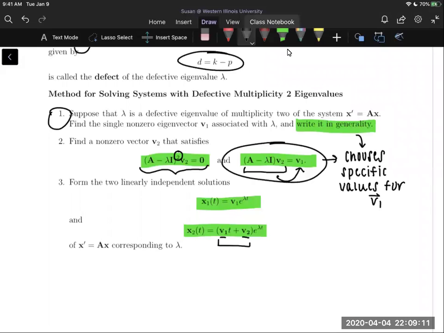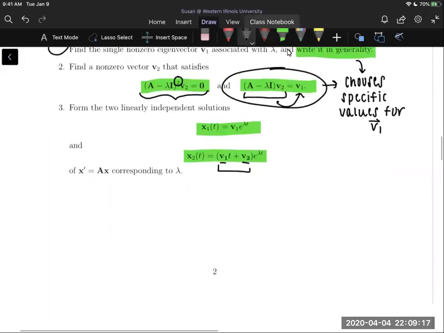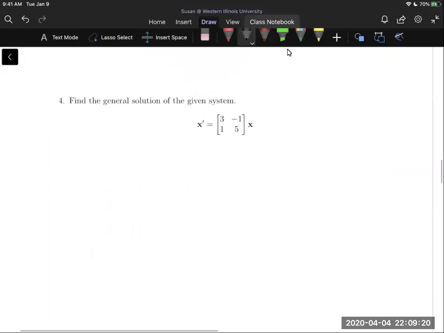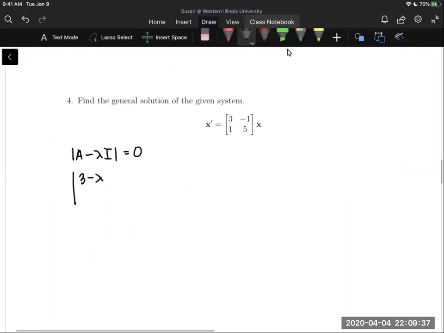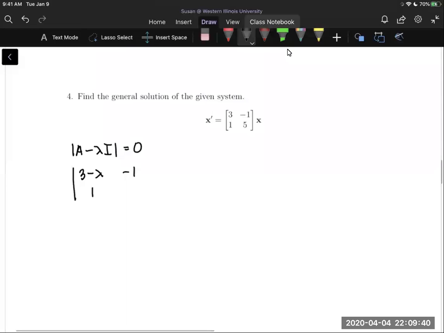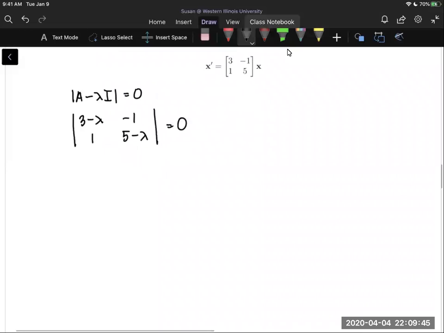All right, so let's take a look at this with our next example, problem 4. We have this 2x2 system, and we want to find the general solution. Let's begin by setting up our characteristic equation. And so that's going to be 3 minus lambda, 1, negative 1, and 5 minus lambda. And of course, we equate that to 0. This is a 3 minus lambda times a 5 minus lambda plus 1 equals 0.